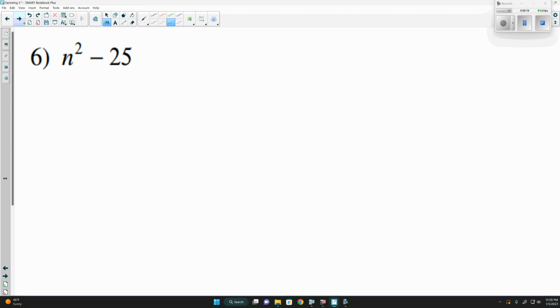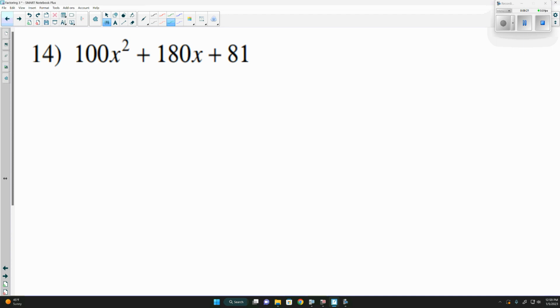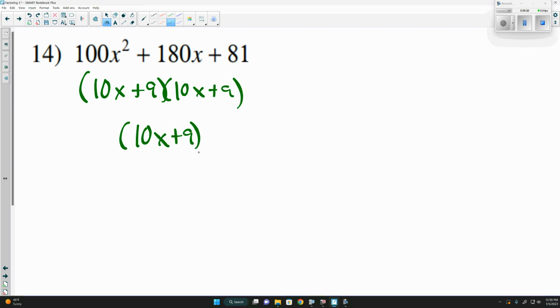And if y'all wanted the answer to this one here, it is 10x plus 9 times 10x plus 9, or 10x plus 9 squared. Just if you wanted that answer.